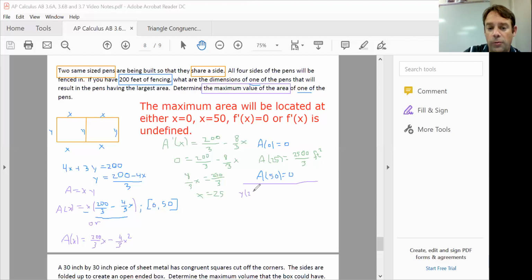So we plug that 25 in here, just to get the y value that's associated with it. So 200 minus 4 times 25, all over 3, and we end up with 100 over 3 feet.